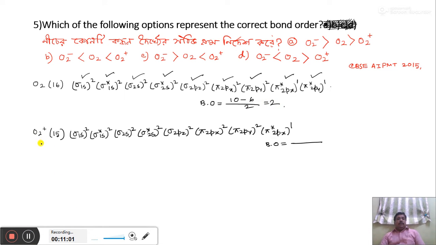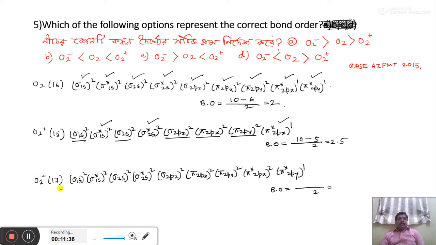In case of O2+, which contains 15 electrons, 1 electron is removed from ABMO and its electronic configuration is sigma 1s2, sigma star 1s2, sigma 2s2, sigma star 2s2, sigma 2pz2, pi 2px2, pi 2py2. The 5 BMOs contain 10 electrons, and sigma star 1s, sigma star 2s, pi star 2px, these 3 ABMOs contain 5 electrons, and its bond order value is 2.5.